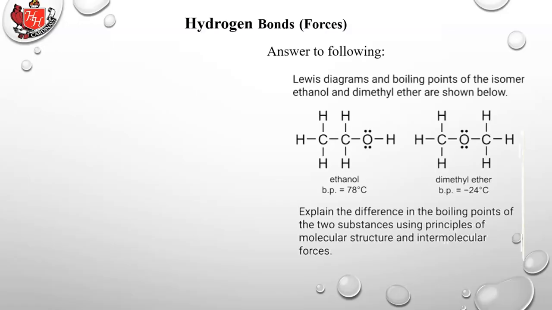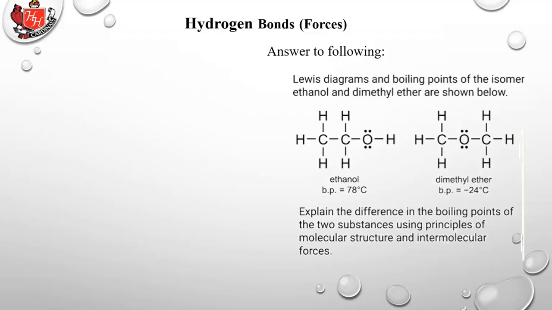Okay, now here's an AP question, and this will ask you to analyze all four types of intermolecular forces. So Lewis diagrams and boiling points in the isomers ethanol and dimethyl ether are shown below. Explain the difference in the boiling points of the two substances using principles of molecular structure and intermolecular forces. So the first thing you notice is that ethanol has a much higher boiling point. What that means is you can automatically infer that it has stronger intermolecular forces. Not between these individual atoms, those are covalent bonds, but between different ethanol molecules. Their intermolecular forces are going to be stronger because it has a higher boiling point.